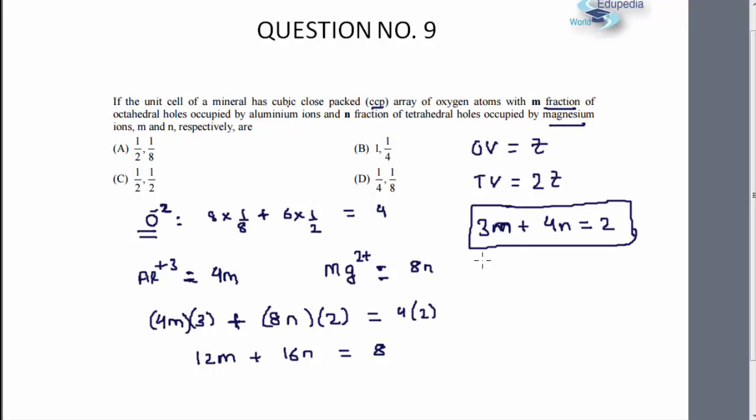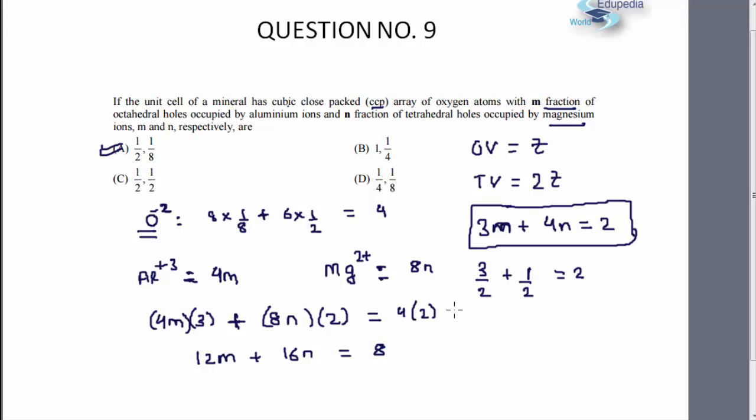So by inspection, let us say I try option A. If I put m as 1 by 2, I will get 3 by 2, and if I put n as 1 by 8, I will get 1 by 2. So 3 by 2 plus 1 by 2 will be 2. Fantastic. This matches with my answer. So A will be my answer.